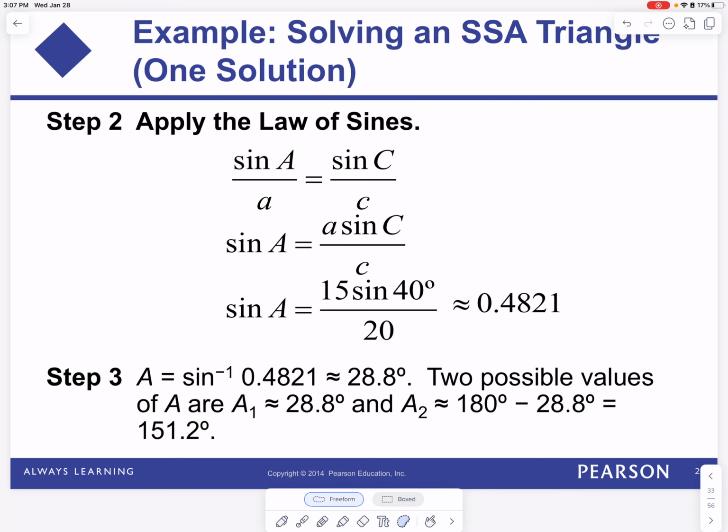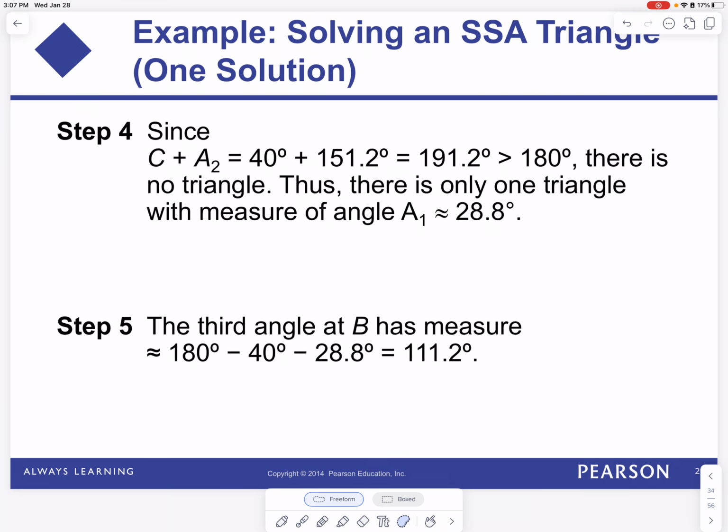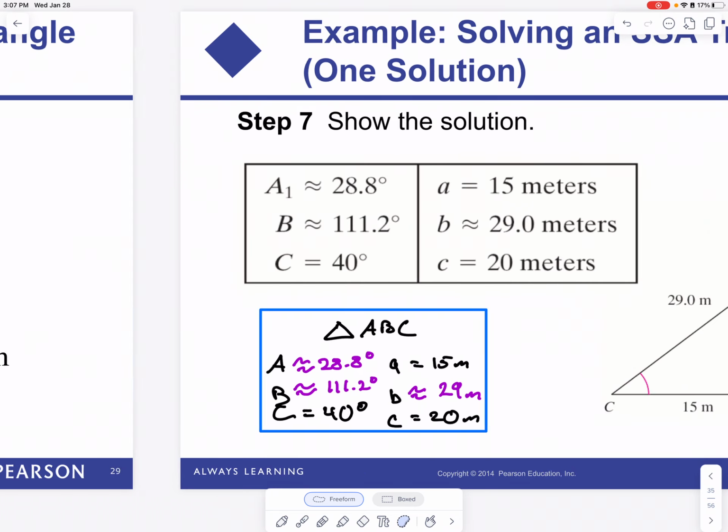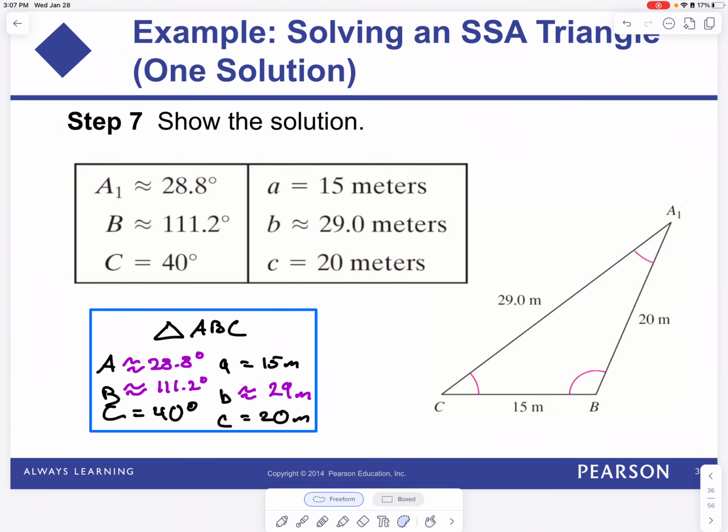Apply the law of sines, okay? So two possible values are 28.8 degrees and 151. Since 40 plus 151 equals 191, there is no triangle. There is only one triangle, where A1 is 28.8 degrees and has a measure of 111.2, right? So then they use the law of sines. They pretty much match what we did.